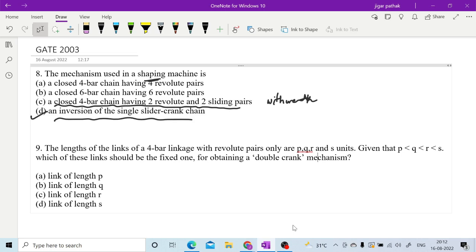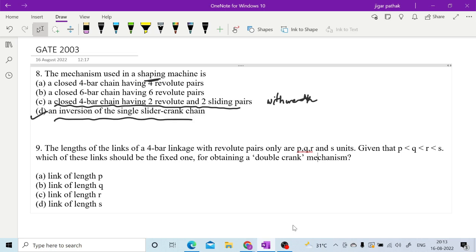Sir, is the double slider mechanism important? We discussed the single slider crank, and similarly we also discussed the double slider crank while doing the elliptical motion. Is that part also important? Actually, see, you have to have a basic idea about all these things. Every time it cannot be asked, but it can be asked as some theoretical question or something like that.